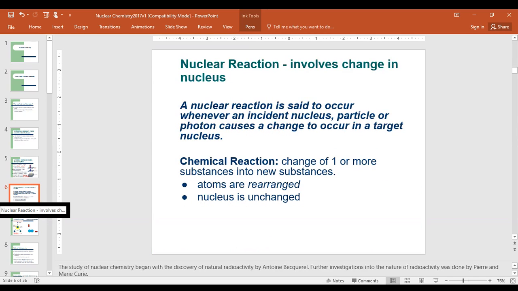Now, when you have a nuclear reaction, what you are doing is changing the nucleus to make it more stable. I'm just going to ink that on here: trying to become more stable. So you're changing the nucleus. In a chemical reaction, we're just rearranging the atoms. The nucleus is not going to be changing. Chemists worry more about chemical reactions. A physicist would worry more about nuclear reactions.